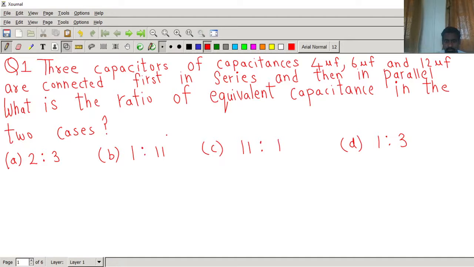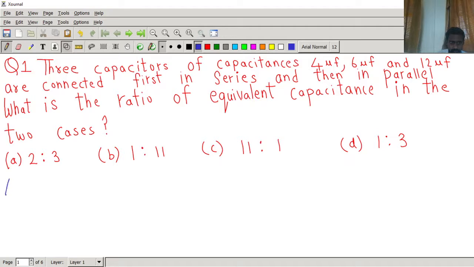So it is given in the question that we are having three capacitors, that is 4 microfarad, 6 microfarad and 12. First they are connected in series and then in parallel. What is the ratio of equivalent capacitance in two cases? So let us solve this question.